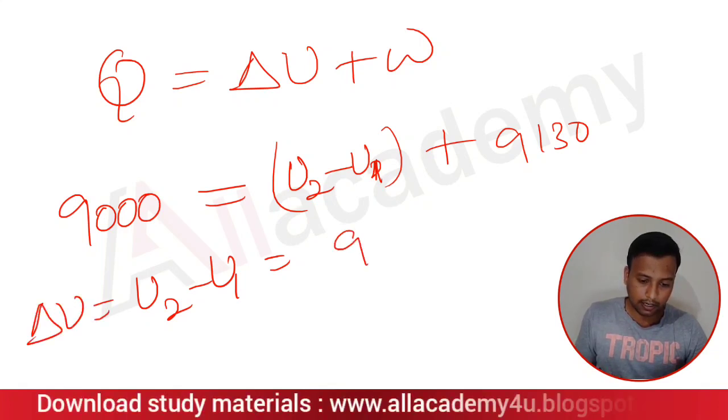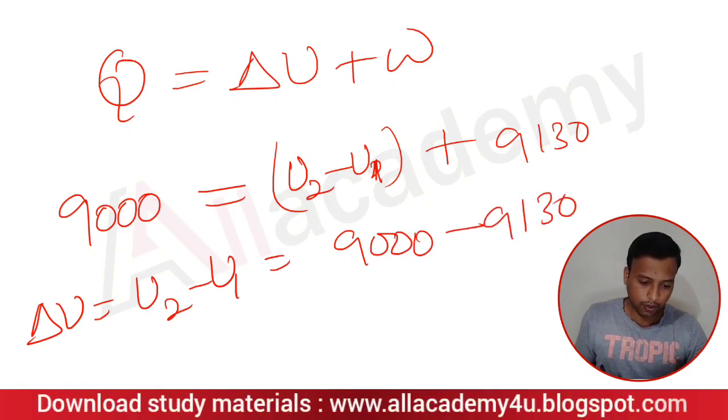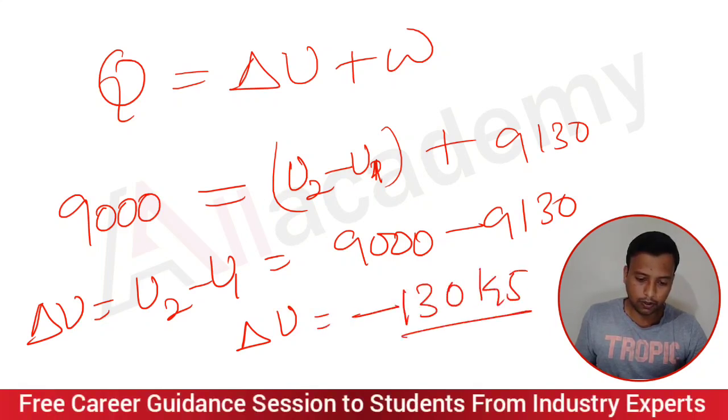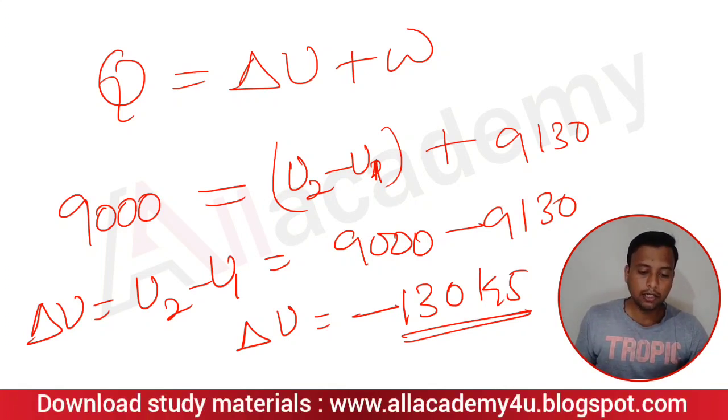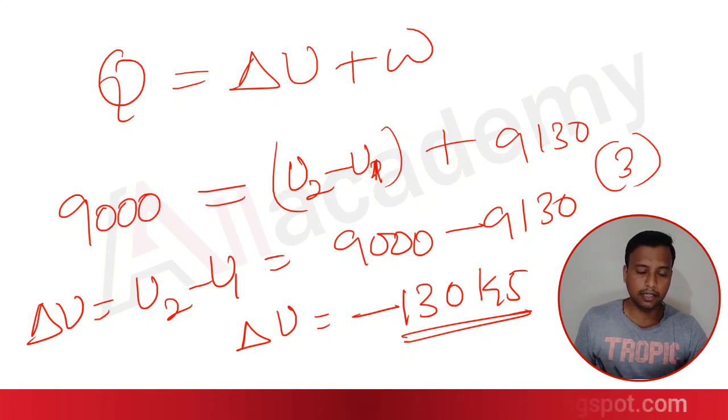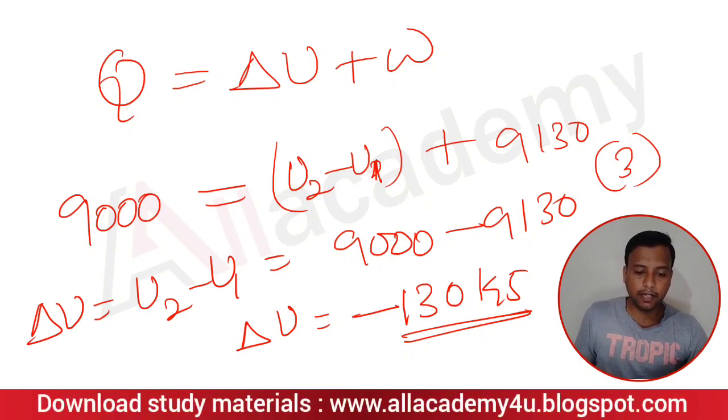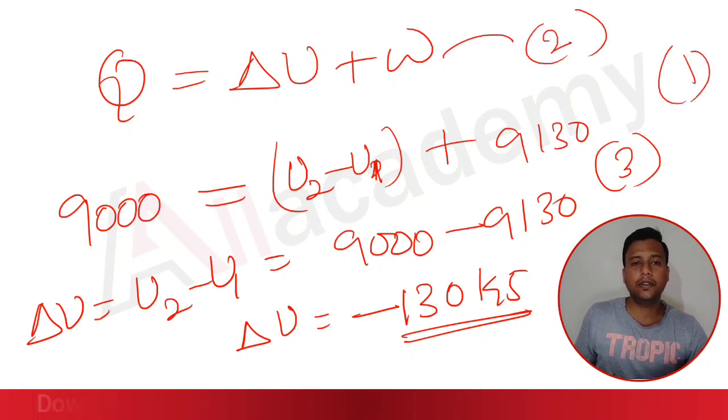So it is 9000 minus 9130. So the change in the internal energy is a negative quantity, that is minus 130 kilojoules. Now this question is asked for 6 marks. 3 marks are given to identify the change in internal energy, 2 marks to identify the work done, and 1 mark for the PV diagram.